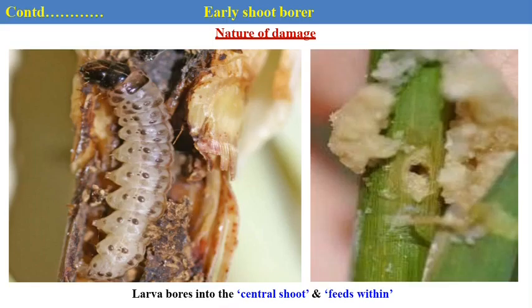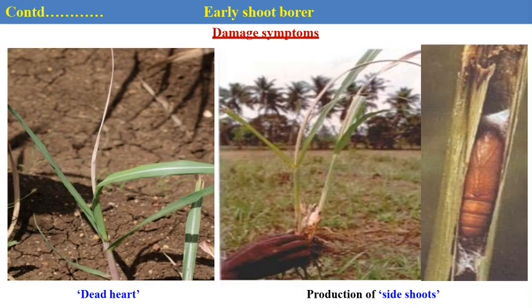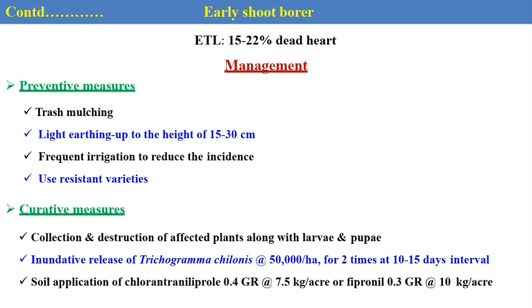These are the different pictures which show the feeding damage or feeding symptoms of the early shoot borer larva. This is the larva or caterpillar of the early shoot borer, and it attacks the tender shoots and feeds inside the shoots. In the left side picture, this is the dead heart, and in the right side picture, it produces side shoots, and the pupation occurs inside the shoot.